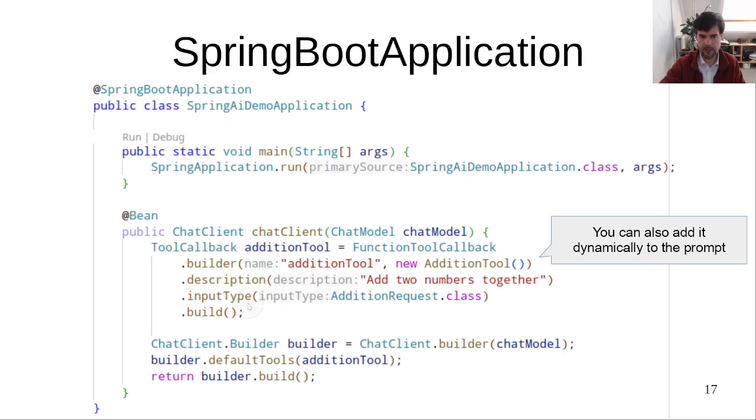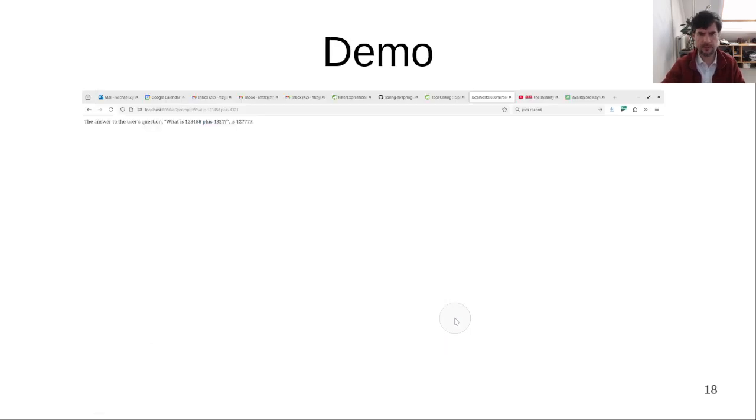Then the input type is an addition request class, right? So we configure it this way with the function tool callback builder. Then we just add it on, right? So we say our builder gets the default tools and we give it this addition tool. We could also add it onto the prompt, right, in the controller. That would have worked the exact same way, but I felt this is a good place to do it here. All right, let's demo this.